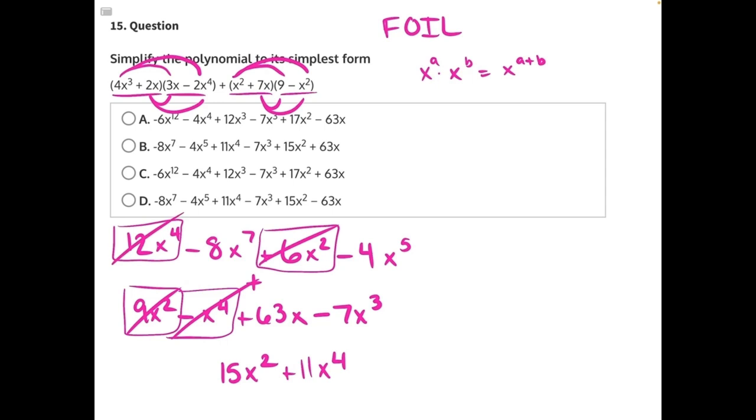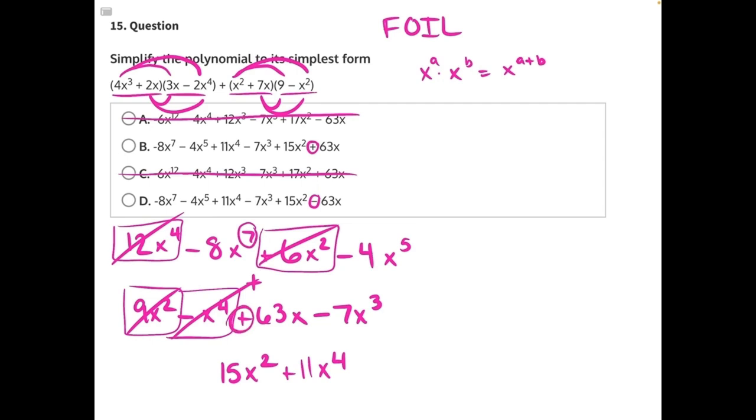So our last step, now that we've combined all our like terms, is to put it in order from least to greatest in terms of exponent power. Our highest exponent is a 7, and if we look at our answer choices, we can eliminate a, and we can eliminate c because they have exponent powers that are way higher than what we actually have in the problem. And then if you look between answer choice B and D, the only difference is the sign at the very end with our 63x. And if we look here, we already know that 63x is going to be positive.